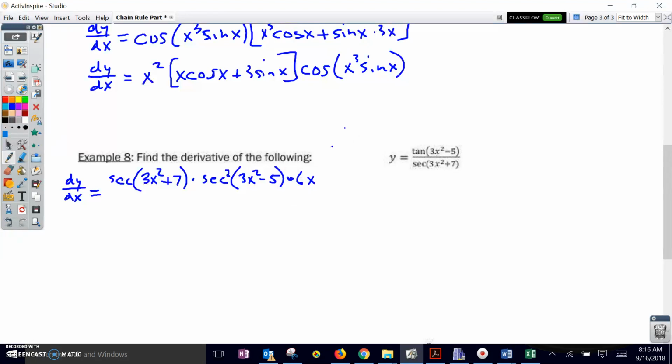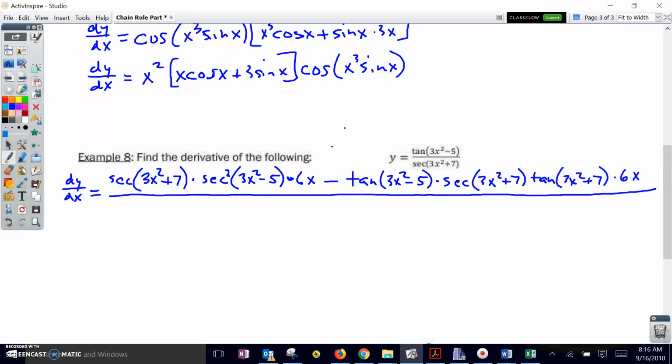Alright, so we've got low d high minus high times the derivative of low, the derivative of secant of the quantity 3x squared plus 7. We're going to have to apply the chain rule again. We take the derivative of the outside, which is secant tangent. So we need secant of 3x squared plus 7 tangent 3x squared plus 7 times the derivative of the inside, which is 6x. We're going to have all of that over the denominator squared, which is secant squared of the quantity 3x squared plus 7.